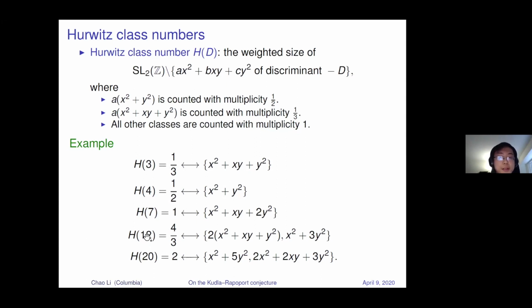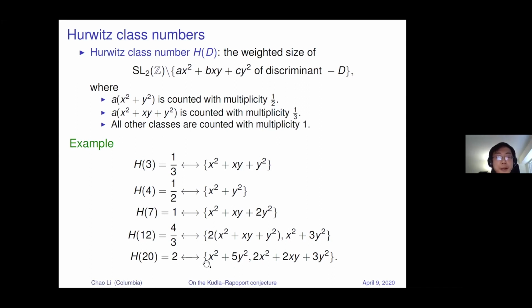Okay, so this is more interesting because -12 is no longer a fundamental discriminant. So for H12, you see there's one class coming from a scalar multiple of this discriminant -3 quadratic form, and it's counted with weight multiplicity 1/3. And this one is primitive and it's counted with multiplicity 1. So the total Hurwitz class number H12 is 4/3.